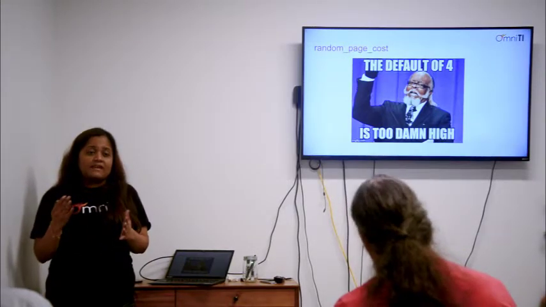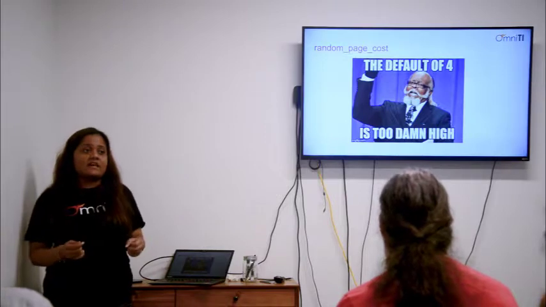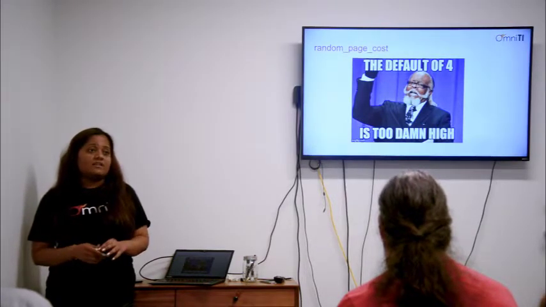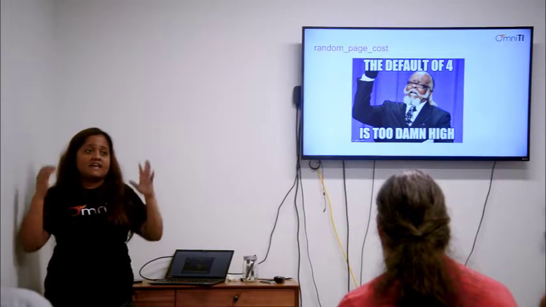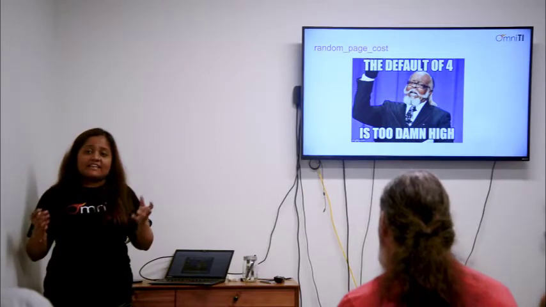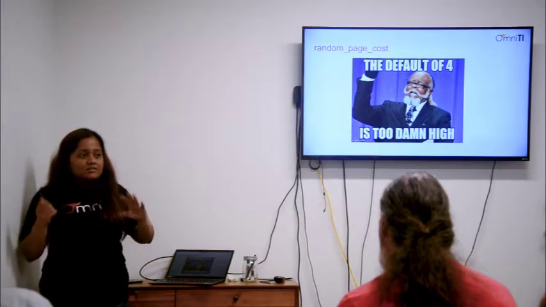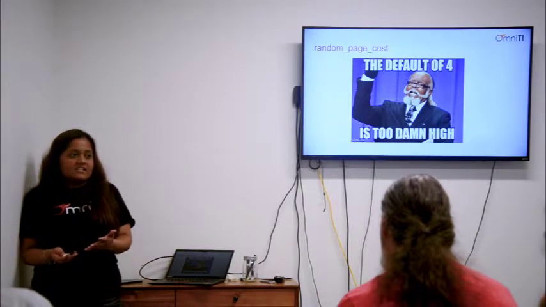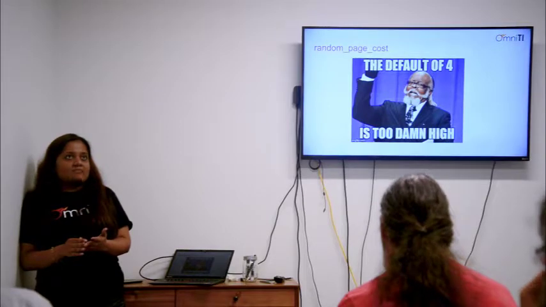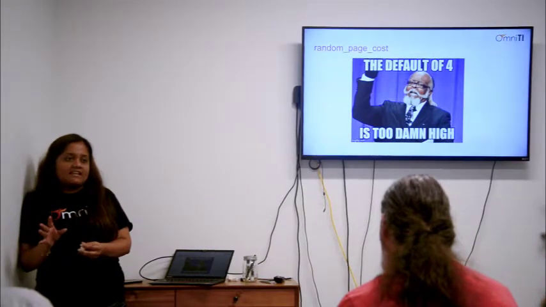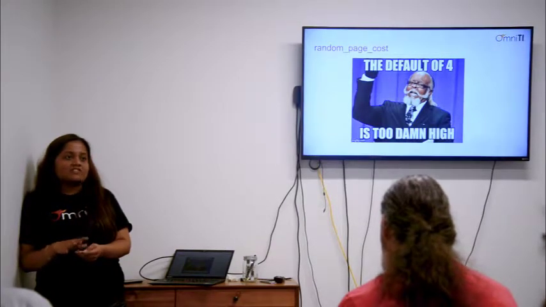The reason it is 4 is to tell Postgres that a random scan, like an index fetch, is going to be 40 times, 4 into 10 times, more costly than a sequential scan. In practice, it's going to be costlier if it is HDDs, but Postgres assumes that some of those data pages are already in your RAM.